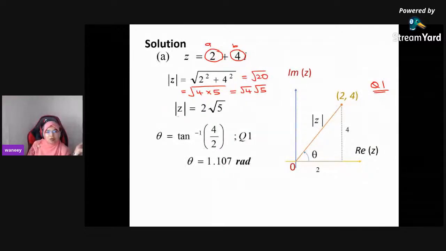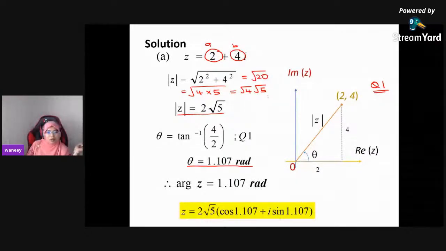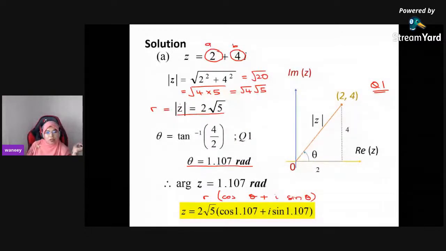So we already have the modulus, we have our argument. So now we can easily write them down in polar form. Okay, so our polar form is z equal to r cos theta plus i sin theta. So you simply replace the r. So r is our modulus of z. So modulus of z is equal to 2 root 5. And then cos, replace theta with whatever value that you have, plus i sin, and then replace the theta as well. So this is your polar form. So the first example, done.